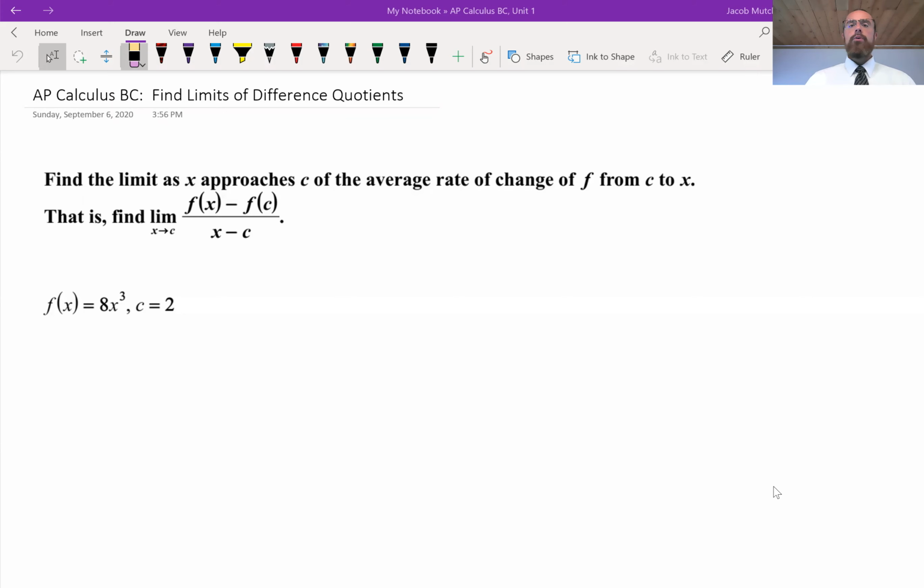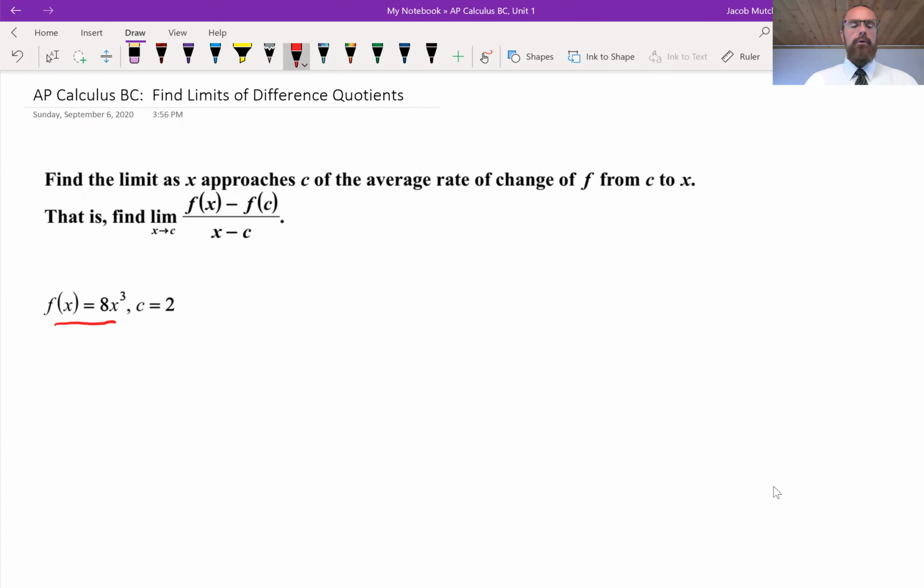Our first example here is: find the limit as x approaches c of the average rate of change of f from c to x. And then we're given that same word statement in symbols. That is, find the limit as x approaches c of f of x minus f of c over x minus c. And the function we're interested in is f of x equals 8x cubed. And we're really interested in the x value approaching 2, c equals 2. Well, we'll jump right into that.